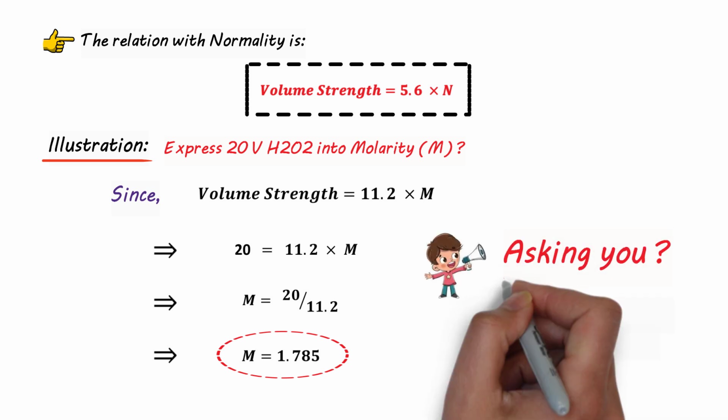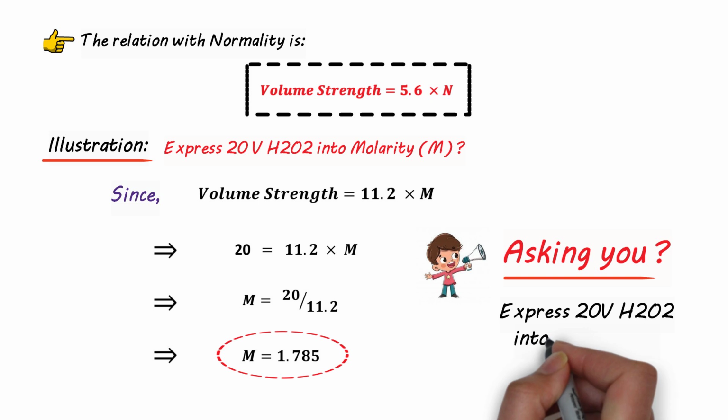Now, I'm asking you to express 20 volume hydrogen peroxide into percentage.